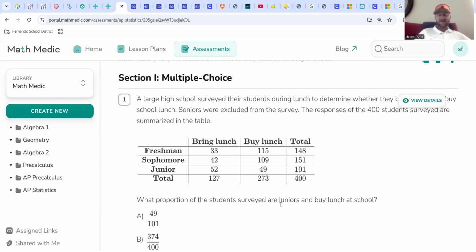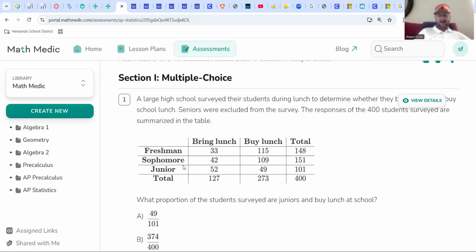Okay. And this is not probability just yet, but we can just look. First of all, we want to know this. What proportion of the students, not specific students, all the students? So, first of all, my 400 is going to be at the bottom here. It's going to be in my denominator. The proportion of all the students, something over 400. What are juniors? Well, how many juniors do I have? 101. And buy the school lunch. Who all buy? Well, 273. Well, both. What are the juniors that buy the school lunch?